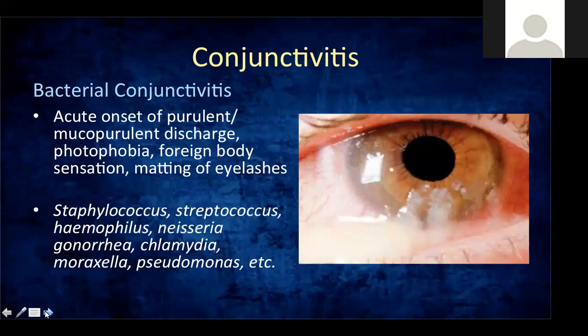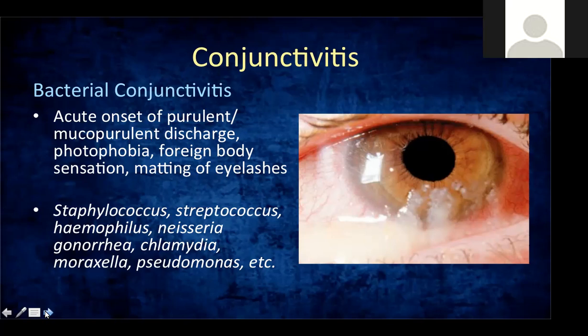Then you have bacterial conjunctivitis. Again, the onset here is acute. The difference here is the discharge. So the discharge is purulent and or mucopurulent. You still have the symptoms of photophobia, foreign body sensation, but because there's a lot of discharge, and sometimes it can dry out, you have matting of your lashes. Medyo malagkit kasi yan compared to the discharge in your viral type of conjunctivitis.